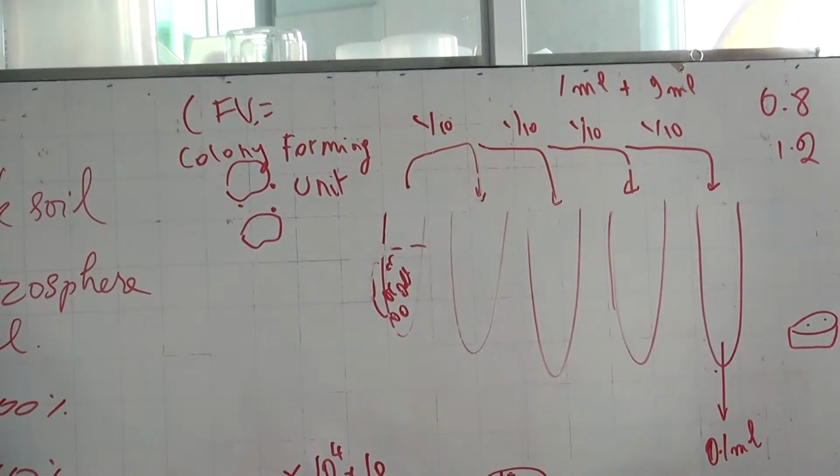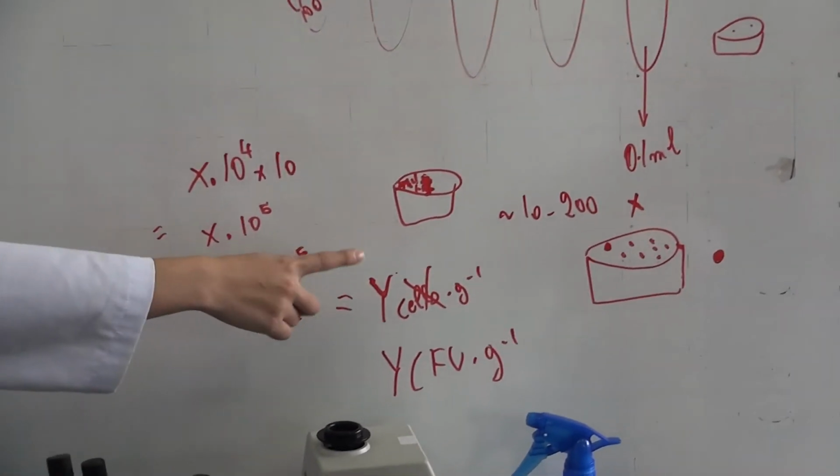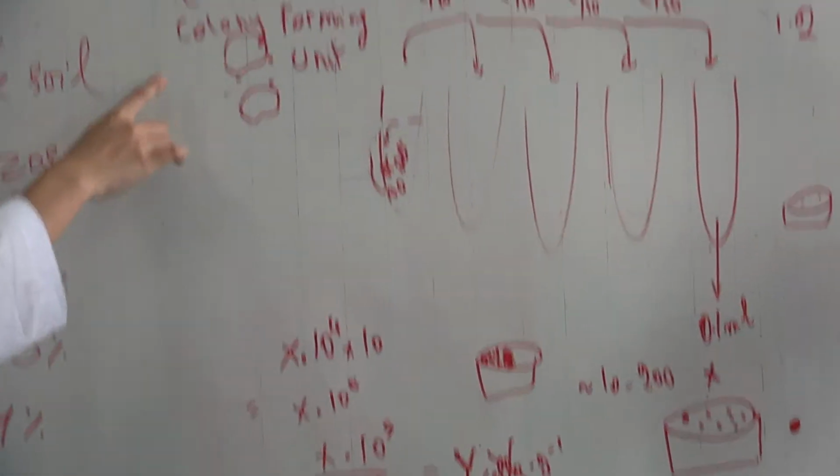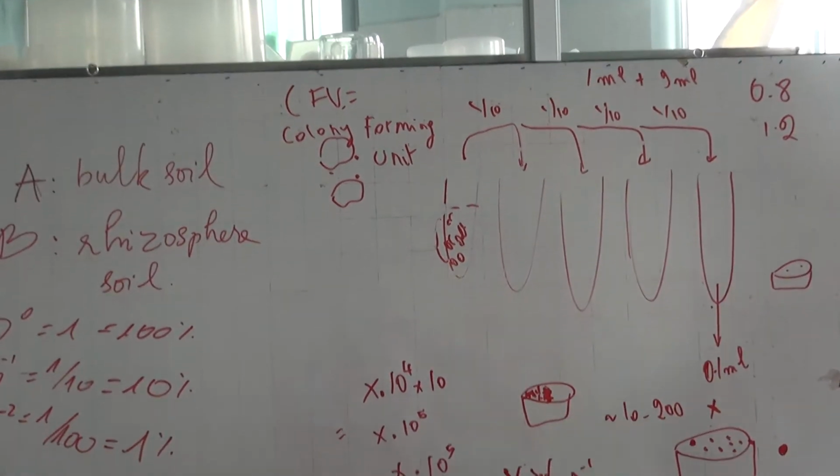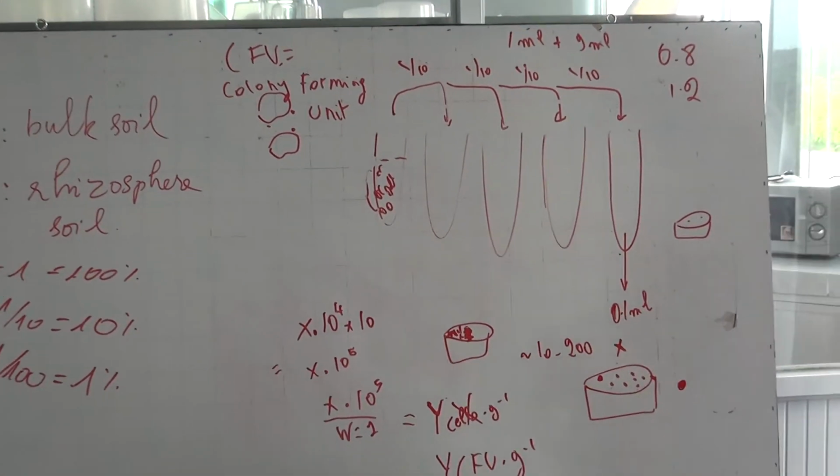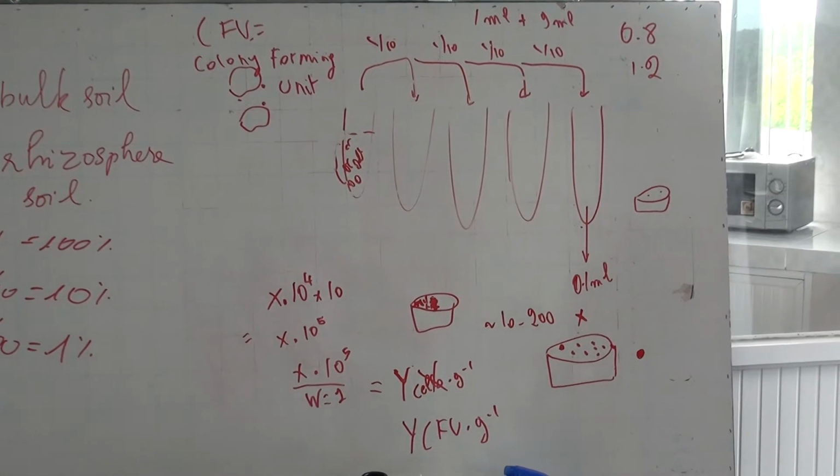Đó là lý do tại sao mình không xài cái đơn vị số tế bào trên 1 gram đất mà mình xài là CFU trên gram. CFU này có nghĩa là cái đơn vị hình thành khuẩn lạc. Okay? Là xong rồi. That's it.